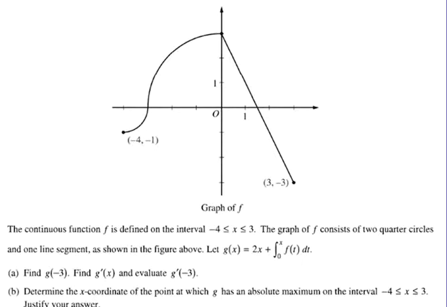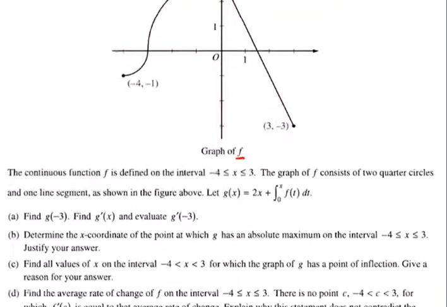Okay, hopefully you're catching on to the fact that these all ask very similar things, just they tweak them a little bit. So let's look at this one. This is very similar to number 3. Again, we're given the graph of an original function, and if you glance down at the question, you'll notice we have another function that's defined as an integral again. So it is continuous between -4 and +3, 2 quarter circles and one line segment.